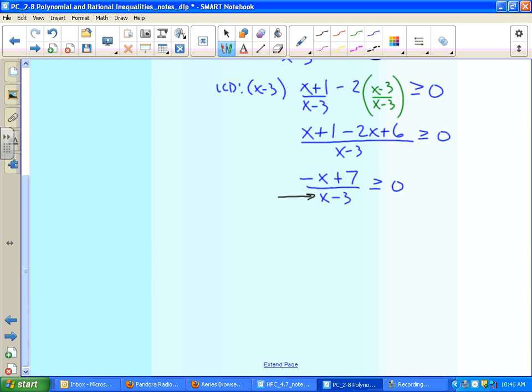Down here, this is where we're going to find these dudes. Vertical asymptotes. They are numbers that I need for my sign chart. Up here is where I find zeros. So the numerator is where I find zeros. The denominator is where I find vertical asymptotes.